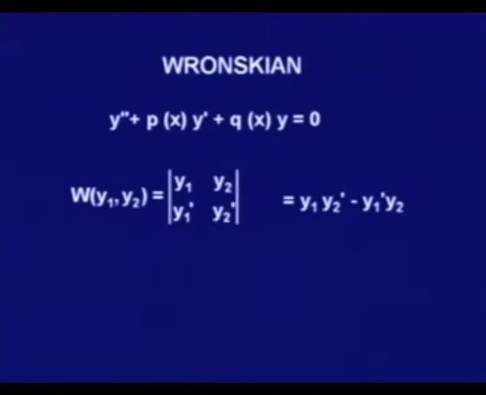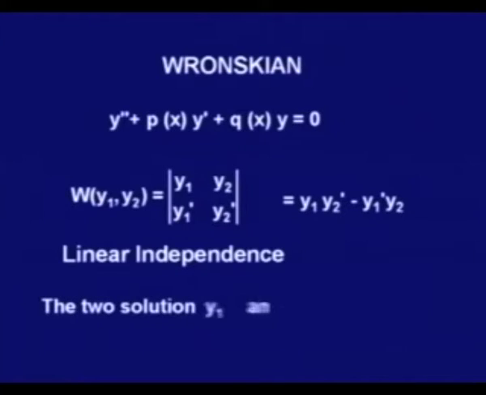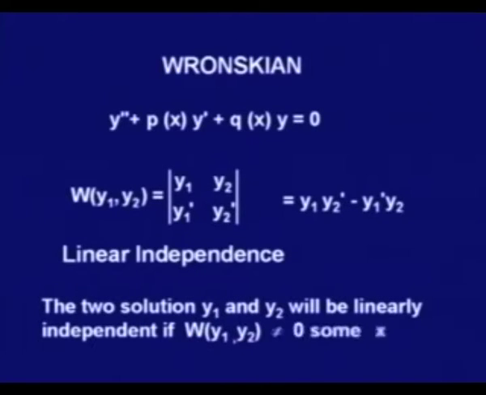And how are we checking the linear independence? If this Wronskian is not 0 for some value of x naught in the interval I, then we say that on that interval I the two solutions y 1 and y 2 are linearly independent.